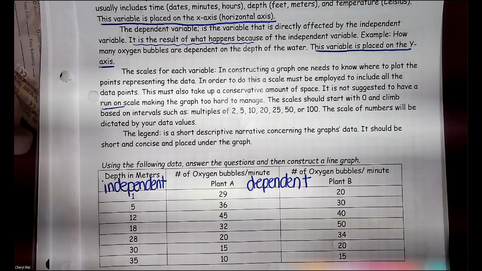How come there's two different dependent variables? How would that work on a graph? Two different lines, one line for A, one line for B. What would you have to do then if you have two different plants and two different lines? Label them, or two different colors, or one's dotted and one's solid, anything like that.